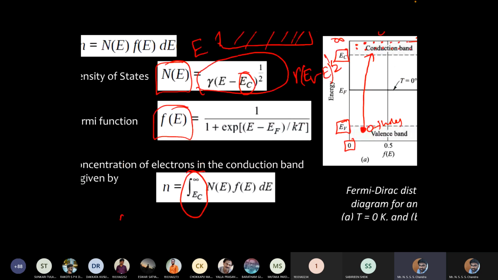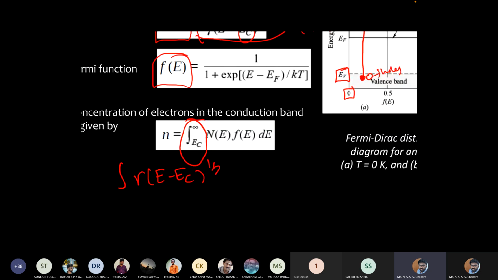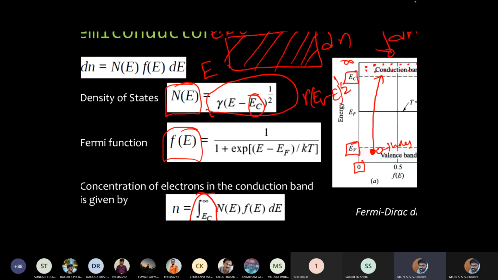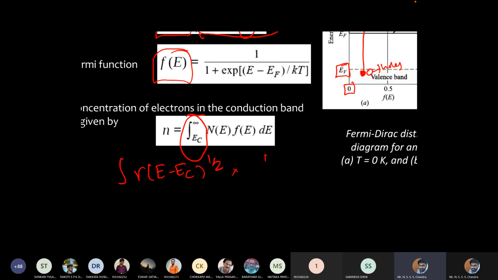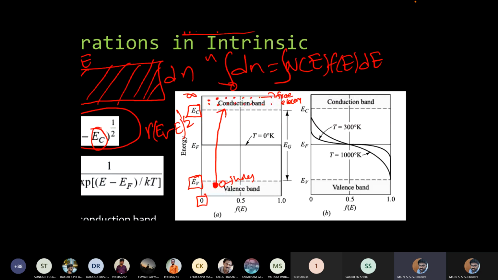So first I'll write what is n e. n is equal to gamma into (E minus Ec) to the power half, and then what I have, f of E as 1 by exponential of (E minus Ef) by kT. See, in this expression, Ef is called the Fermi energy level. So Ef is the Fermi energy level where the probability of finding an electron is 50%. So at this level, at 0 degrees Kelvin, f of E is 0.5.